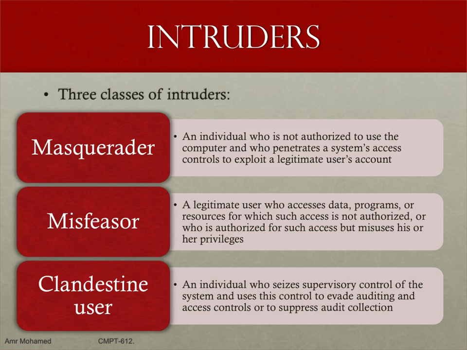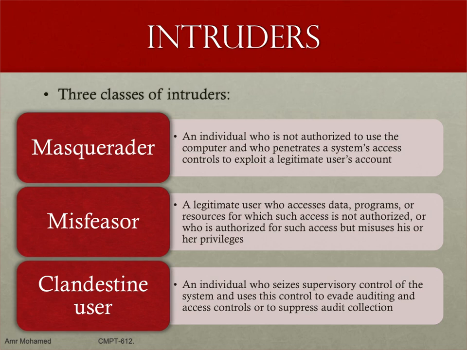So there are three classes of intruders. These are the possible attackers. We have the masquerader, the disguised person, and this user is an external user. This is an individual who is not authorized to use a computer, or who penetrates a system's access control to exploit a legitimate user's account. So this is usually an external user to the organization. This user tries to use a certain attack surface in the organization to try to gain some unauthorized access.